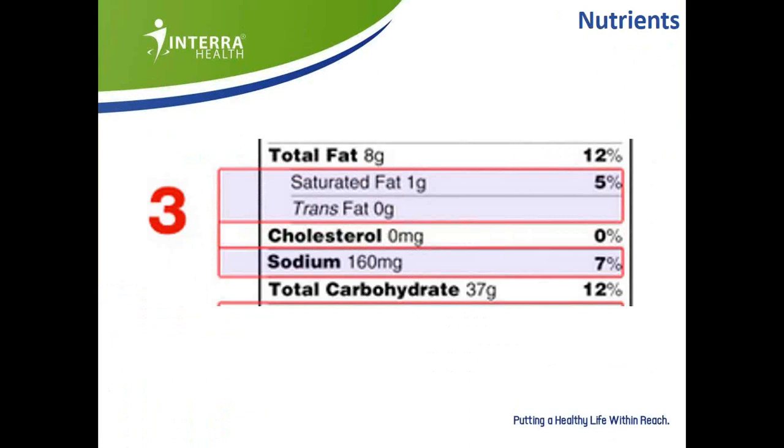Nutrients. The American Heart Association recommends limiting these nutrients: no more than 11 to 13 grams of saturated fats, as little trans fats as possible, and no more than 1,500 milligrams of sodium in a day. Once again, those are the AHA's recommendations for these nutrients.